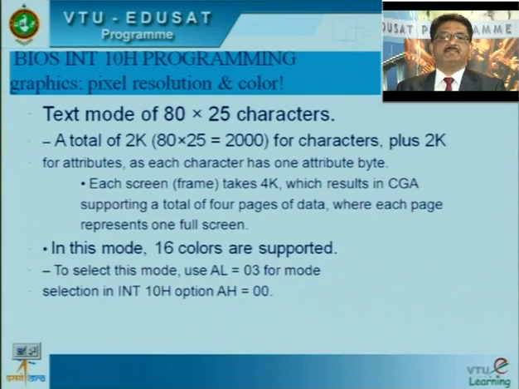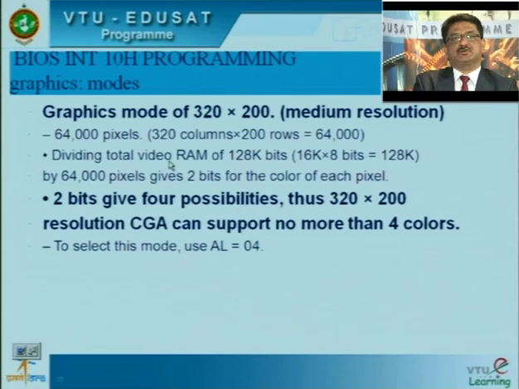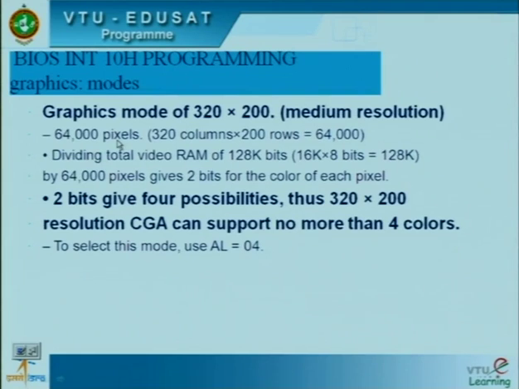Basically, in this mode we will be able to specify 16 colors, in the color mode, as far as textual information is concerned. Now, coming on to the graphics mode in a color monitor, for a medium resolution monitor we will have the graphics mode of 320 into 200. So 320 into 200 gives me 64,000 pixels per screen, or per frame.